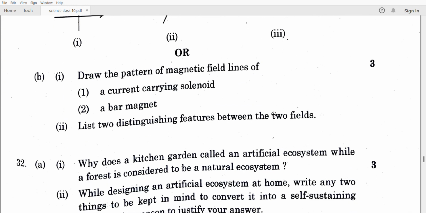Yes, our question, draw the pattern of magnetic field lines of current carrying solenoid. Same like that of a bar magnet, the field lines will be visible moving from north to south outside, south to north inside. And even bar magnet almost same. So current carrying solenoid and a bar magnet. Since solenoid acts like a bar magnet, here I think it's an easy question for you.